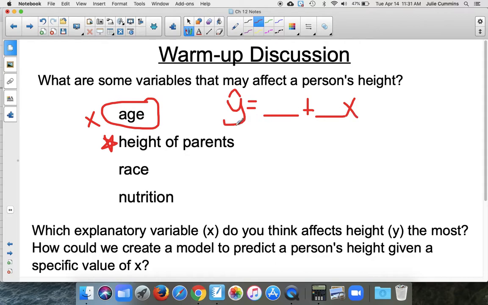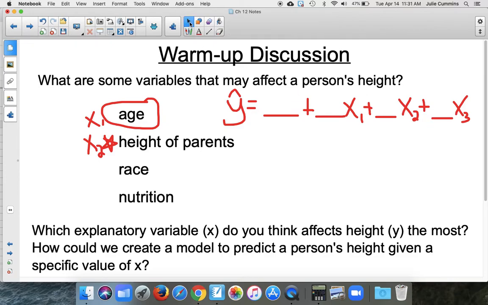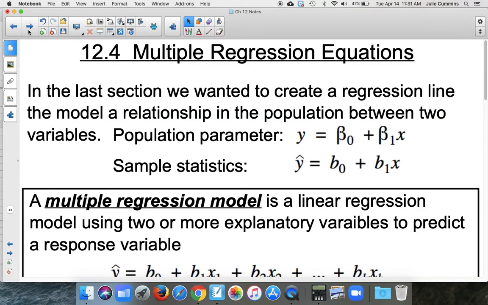So what we want is, instead of just this plain old linear model, we want to think about age as a variable. So maybe we call that x1. We want to think about height of parents as a variable, or maybe we even break that up between height of mom and dad as a variable. We want to think of race as a variable. So we can turn our equation into something that has multiple variables like this. And we'll need all of these coefficients. That is exactly what we're doing in 12.4.